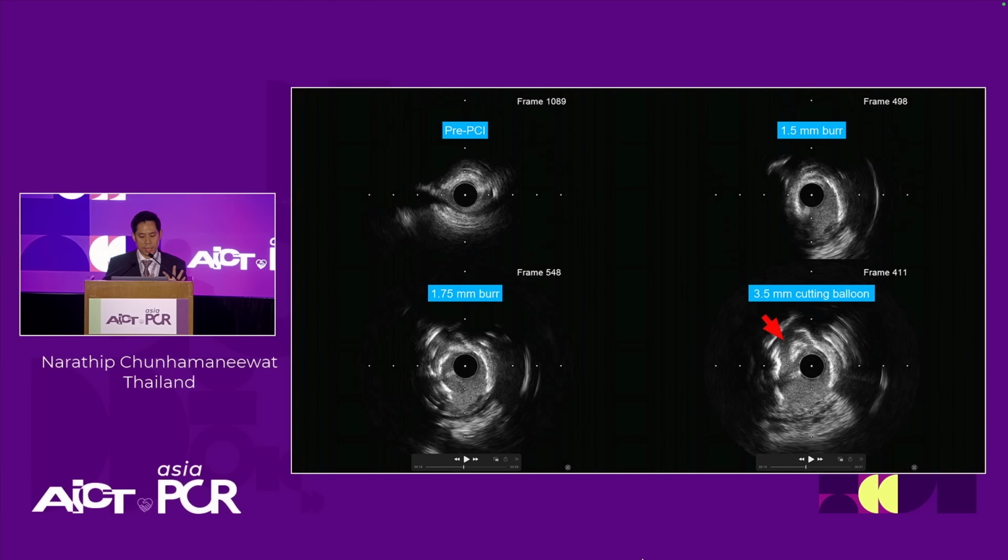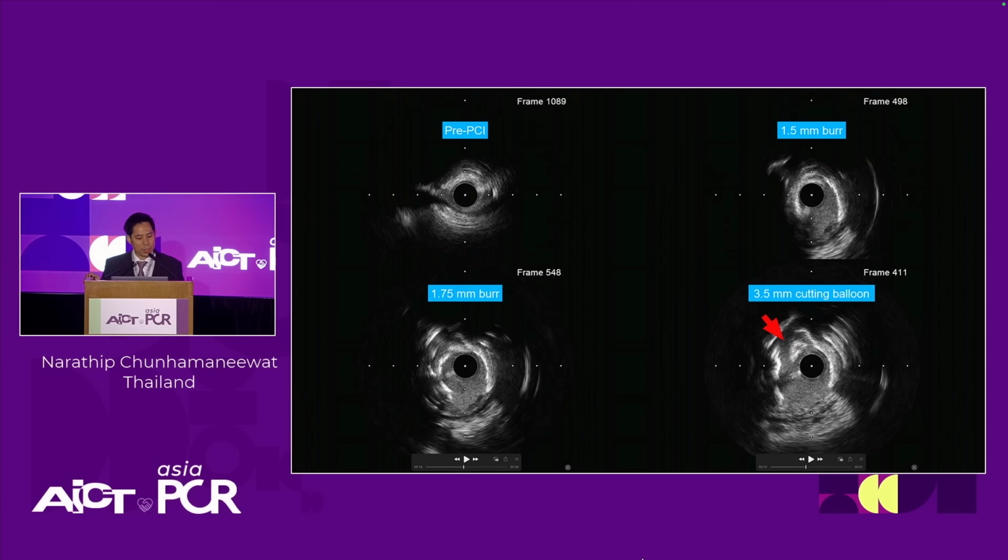This is the key picture that I want to show you. The left upper picture is pre-PCI. You see a very tight one. The right upper one is after the 1.5 millimeter rotaburr, so you saw some luminal gain. In the left lower picture, you'll see bigger gain after 1.75, but you didn't see calcium fracture. Only after the cutting balloon, the right lower picture, with the red arrow. So this is where the calcium fracture is.